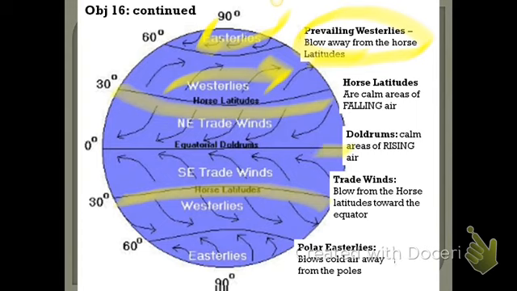Okay, look at this. Here's the doldrums. Look where the doldrums are. They're right at the equator. They're areas of rising air. The air is rising because we know right here at our equator is where we are getting the most direct sunlight all year long.